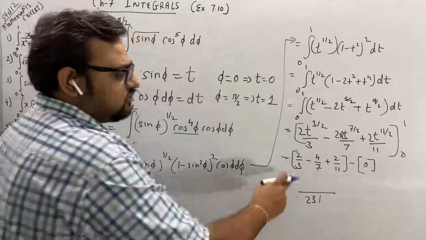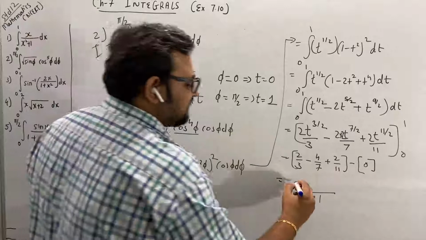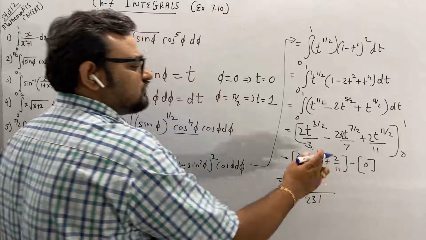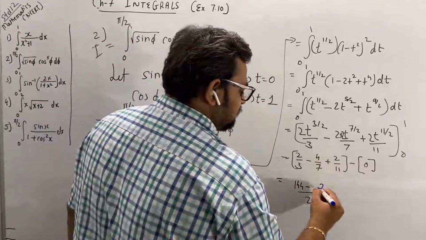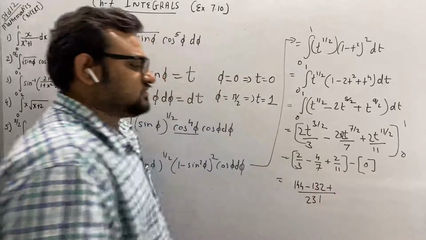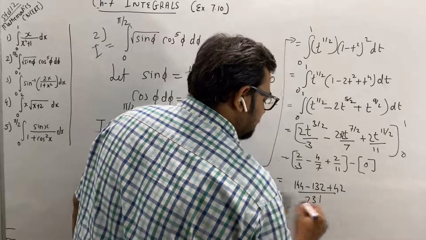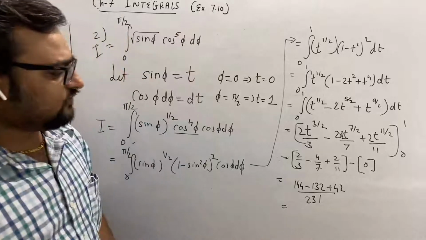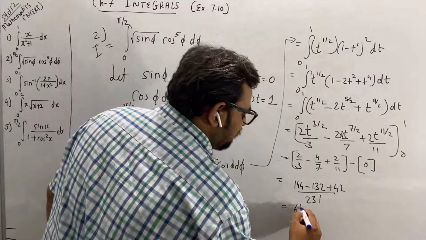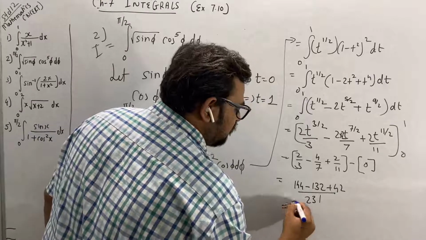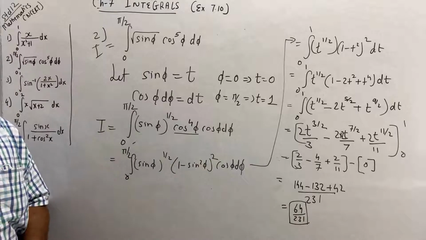Okay, so now 7 into 11 is 77, 2 into 77 is 154, minus 4 into 33, that is 132, plus 2 into 21, that is 42. So this will be equal to 154 minus 132, that will be 22, plus 42, 64 upon 231. Clear? So this was question 2.